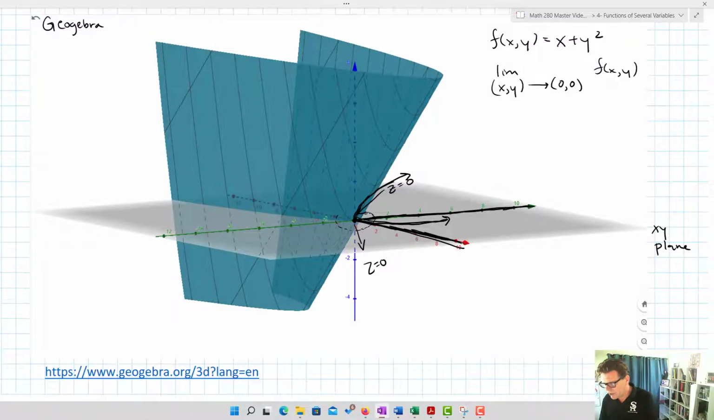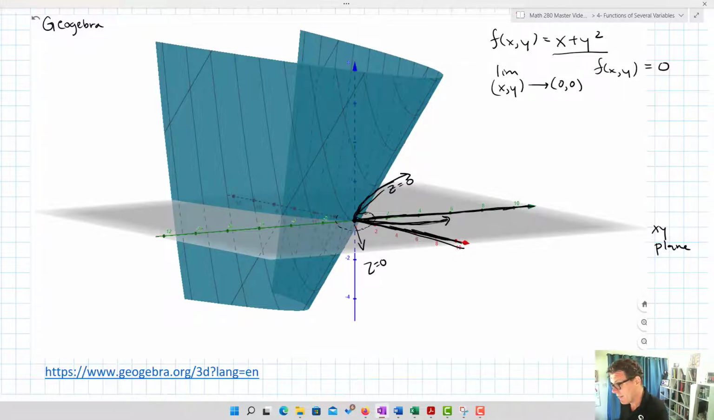You'll notice that no matter which direction I approach from in the xy plane, every path is going to hit right in there at z equals 0. In fact, it turns out that z equals 0 there, or that our limit is equal to 0. By the way, this function, x plus y squared, is continuous at 0, 0.